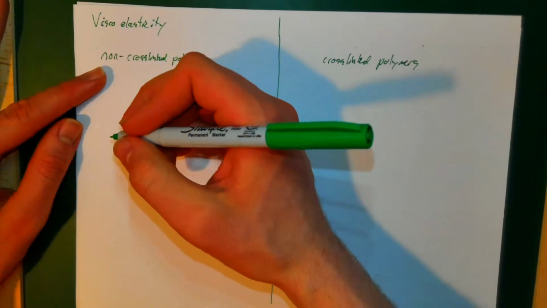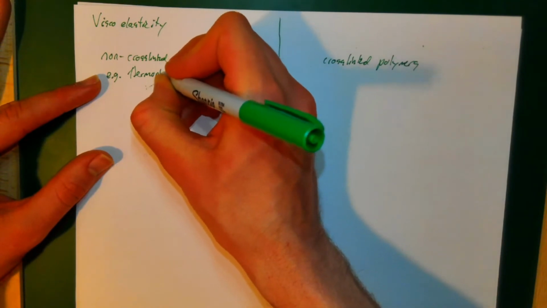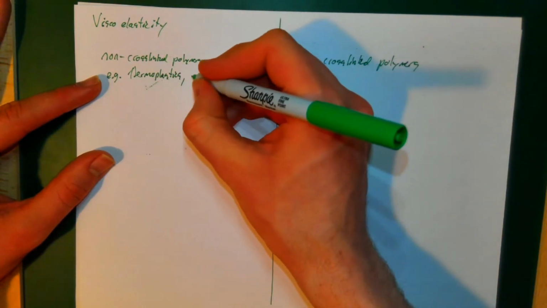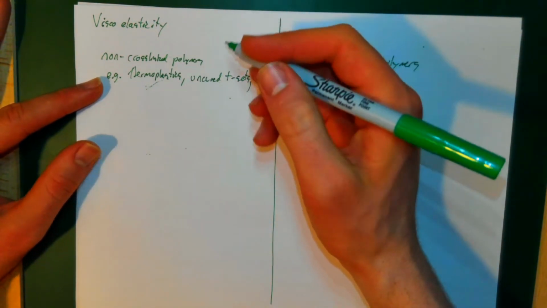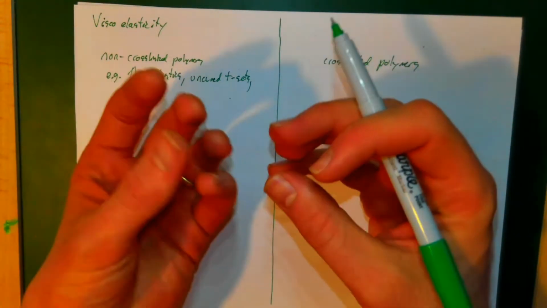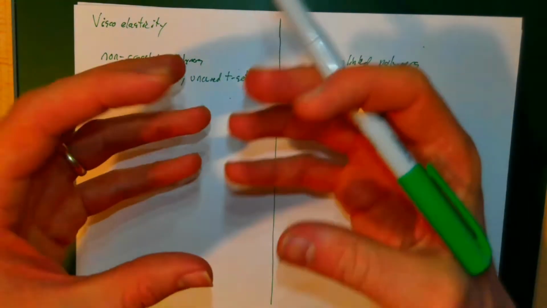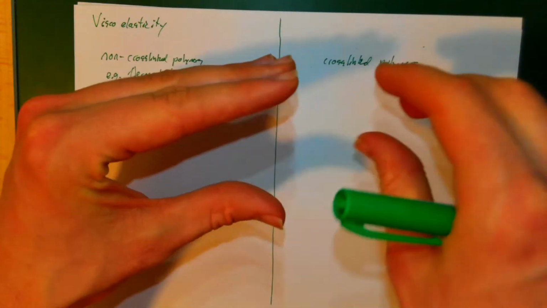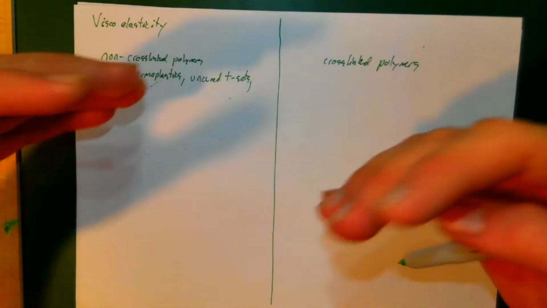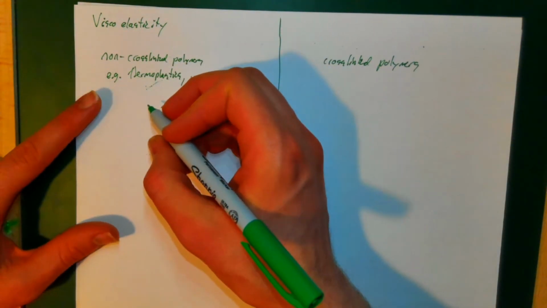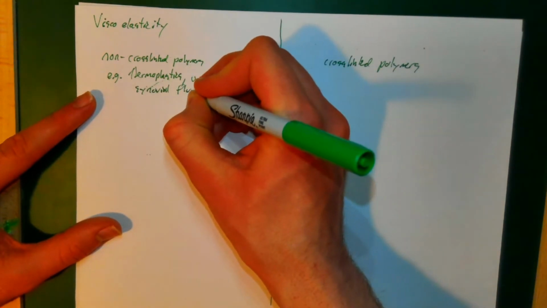And for these non-cross-linked polymers, you might be thinking, for example, thermoplastics, uncured thermosets, and polymer chains that are not cross-linked but dissolved in some kind of solvent like water. An example of that is the sort of viscoelastic fluid that fills up our joints, synovial fluid, which provides some lubrication as well as some cushioning in our joint space.